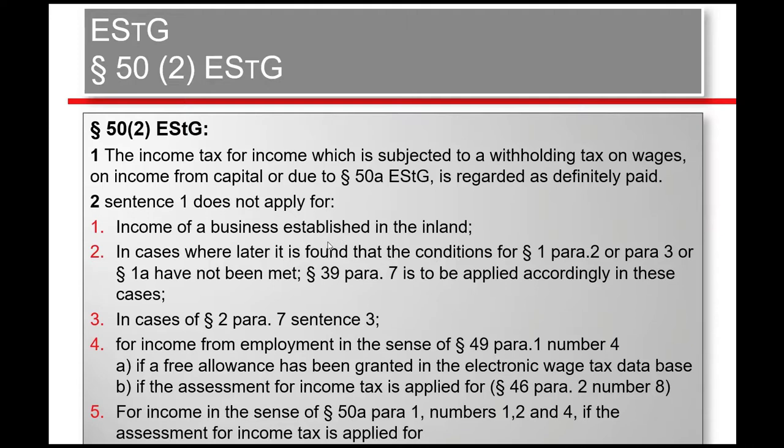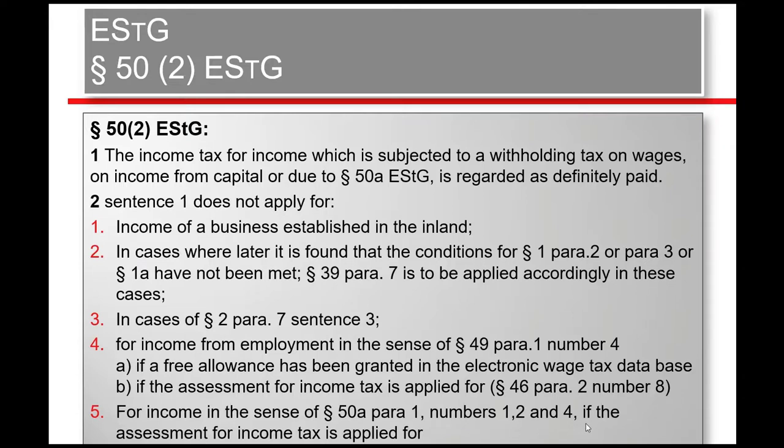It does not apply in cases where it's later found out that the conditions for paragraph 1, paragraph 2 or so do not apply. Not our case. In cases of paragraph 2, section 7, sentence 3, so where somebody moves to Germany or leaves Germany during the year, that's not our case. Income from employment, not our case. Number 5, income from in the sense of 50A paragraph 1, numbers 1, 2, and 4.